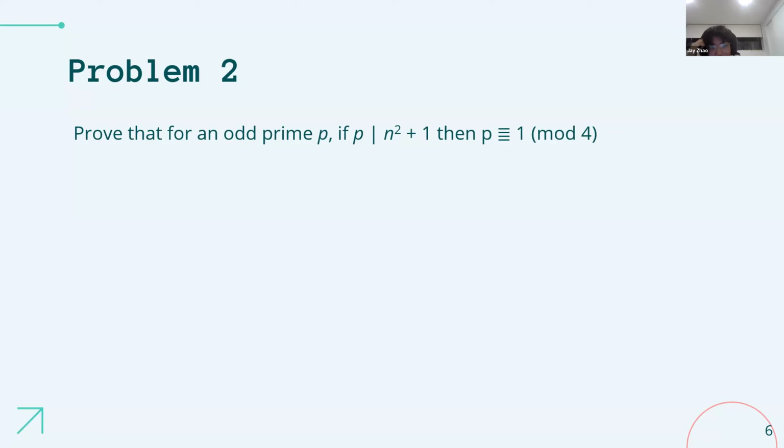It says, prove that for an odd prime p, if p divides n squared plus 1, and I haven't said this, but n is an integer, in case you guys thought it was a real number, then p is congruent to 1 mod 4. So that's what you guys have to prove. I think you guys probably get another 4 minutes to just try this problem.